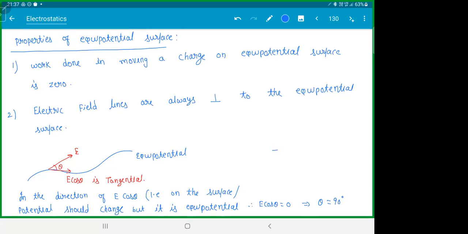So, first example, if you take a charge Q here, you will observe that if these are equipotential, the field lines are always perpendicular to the surface. Have a look at this page. That's the second property.